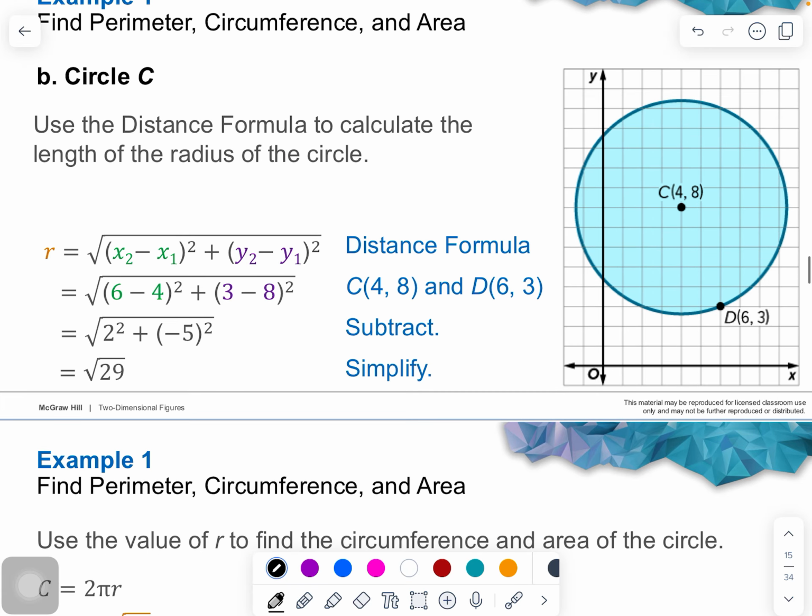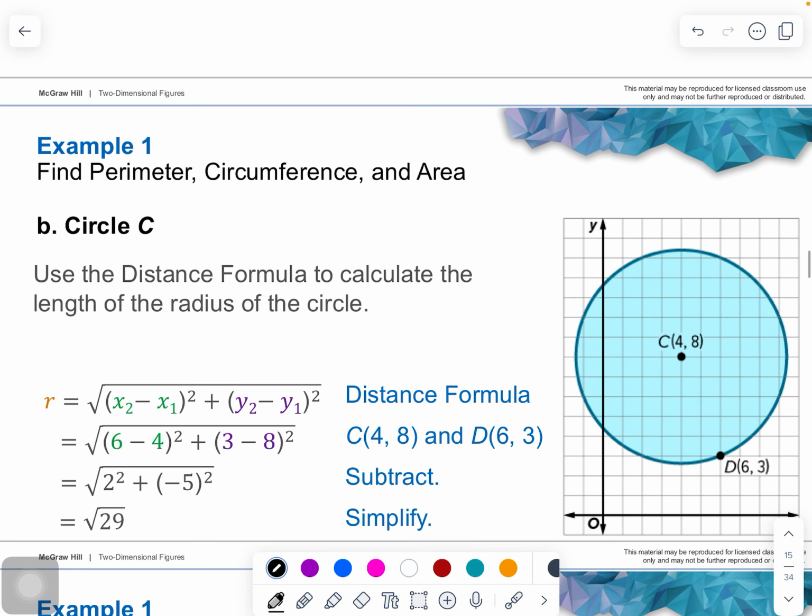Yeah. Okay, now let's go down here to our circle. We're going to find that radius, and they're going to do that by distance. And they picked their C and D as their x1, y1, x2, y2. They plugged it in, found that this was the square root of 29.